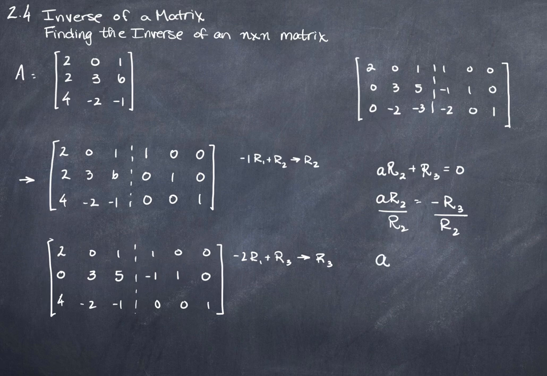And you can see that the number I need to use as my scalar is the opposite of the number in row 3 divided by the number in row 2. And it's just that position. It's just in column 2 that I'm interested in this.